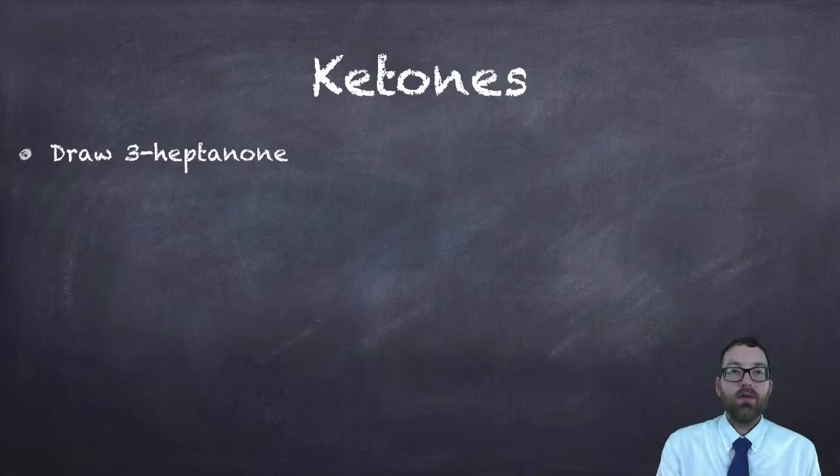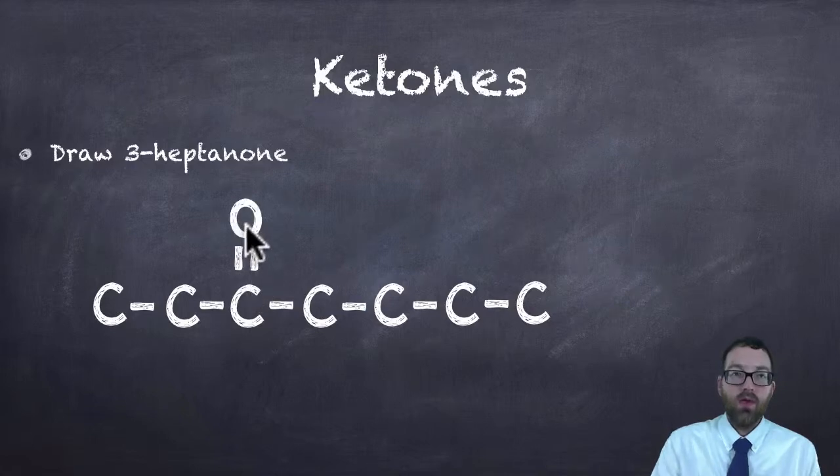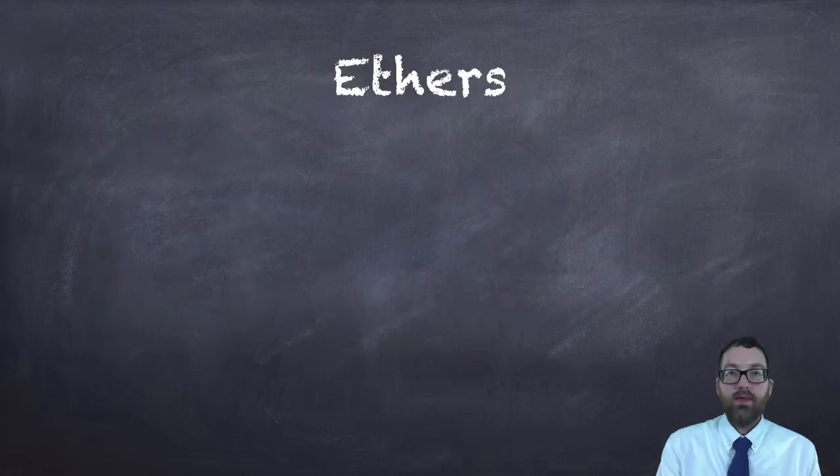Okay, let's try to draw 3-heptanone. So hept means 7. So I have 1, 2, 3, 4, 5, 6, 7 carbons in a row. The 3 tells me the position of my double bond is on the third carbon, so I will count that as my third from the left. 1, 2, 3. So there's my double bond O. And then lastly, we'll fill in the rest of the hydrogens to satisfy all of the carbon's octets. So there's 3-heptanone.